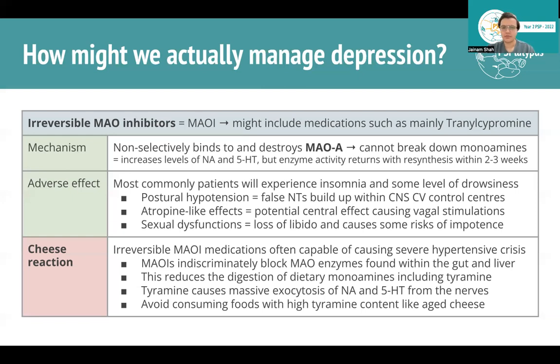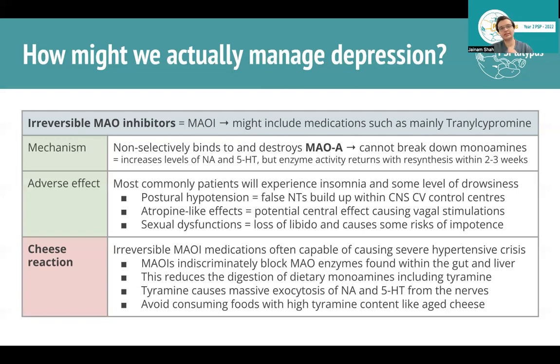Adverse effects, commonly, at a mild level, insomnia, some level of drowsiness, but also because it, again, is not as specific, you can have things like postural hypotension, because for some reason, these false neurotransmitters build up within the CNS CV control centers, so cardiovascular control centers, atropine-like effects because of potential central effect causing vagal stimulation, and then sexual dysfunction because of loss of libido and causes some risk of impotence.